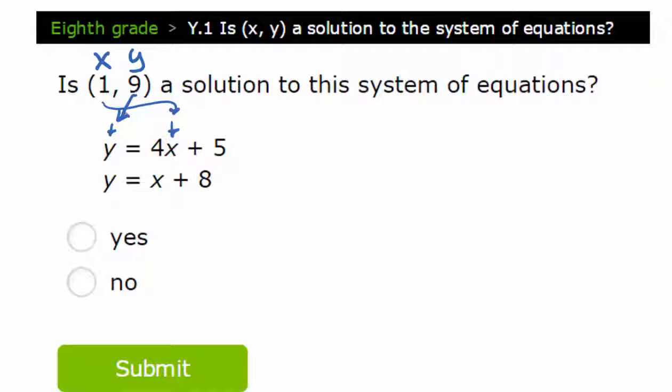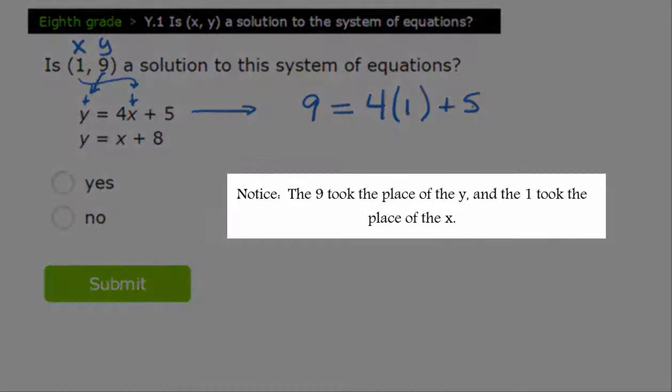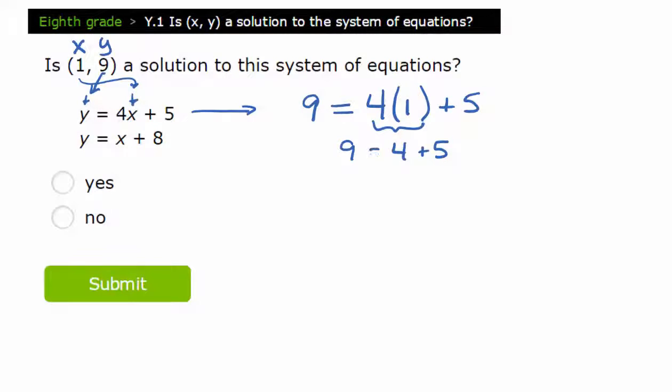So the way this is going to look, if I go ahead and rewrite it, it's going to look like 9 on the left side of the equation, and 4x means 4 times whatever the x value is. So it's 4 times 1, and then I'm going to add 5 to it. Now I've got to see if these two sides are the same, if they're balanced. 4 times 1 is 4, and I can see, is 9 equal to 4 plus 5? Yeah, it is. So that works out. That checks.